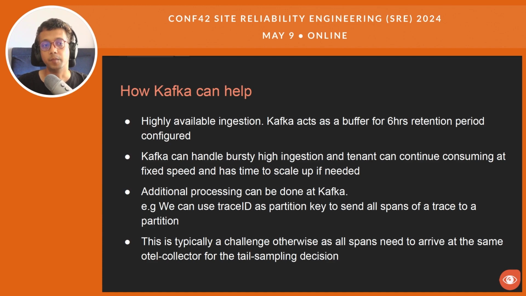In Kafka, this problem can be solved much more easily because you can use trace ID as a partition key, and that would enable all spans of a trace ID to go to a particular partition, and hence you can do tail-based sampling much more easily there. So having a queue system in between helps you do a lot of additional processing, and makes tail sampling much easier compared to doing it at the OTel collector level, right?